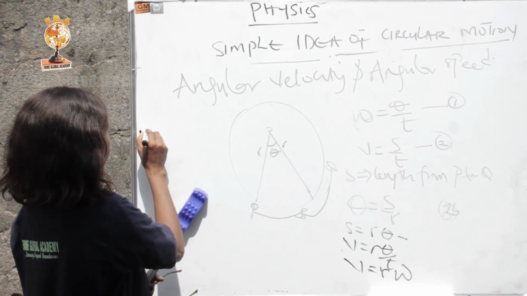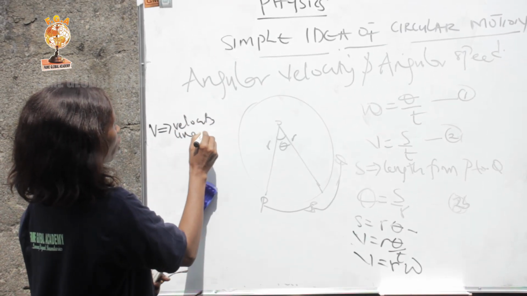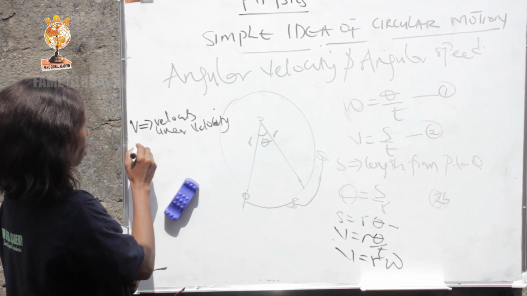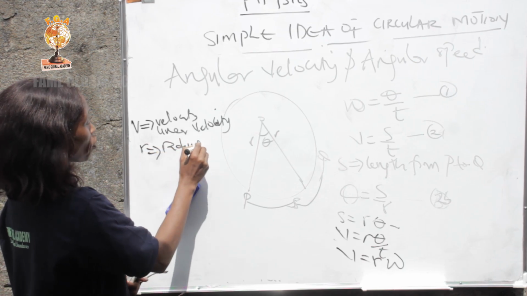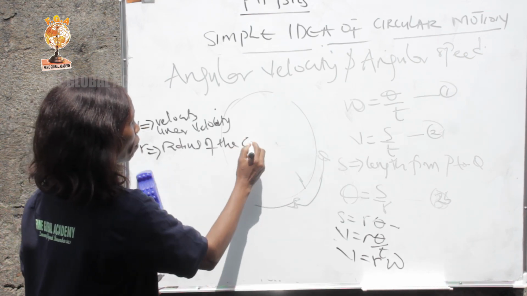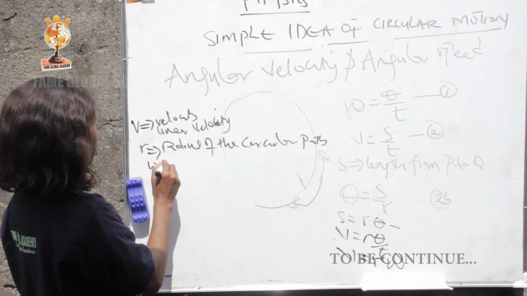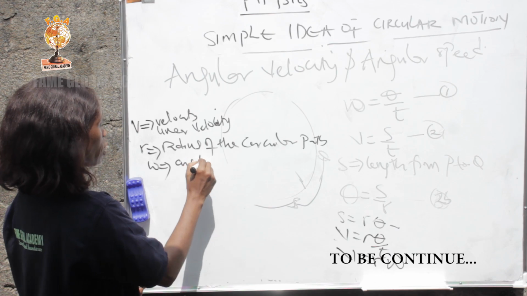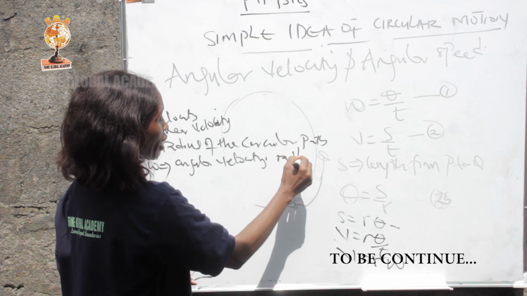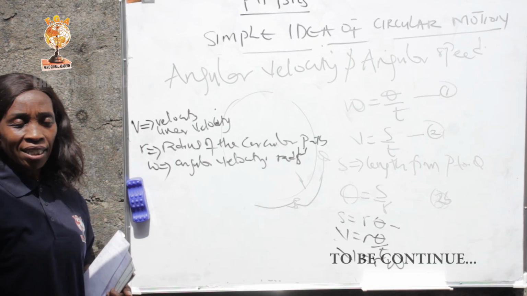V is the velocity, or let us say linear velocity, and R is the radius of the circular path. And then W is angular velocity and is measured in radians per second. Radian per second, that is the SI unit.